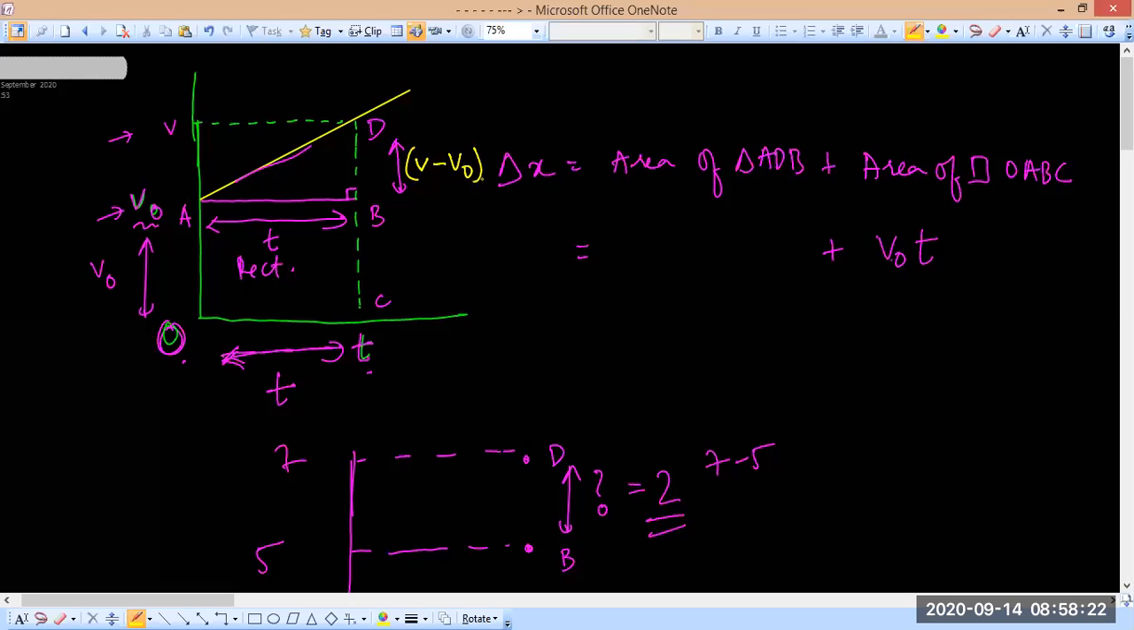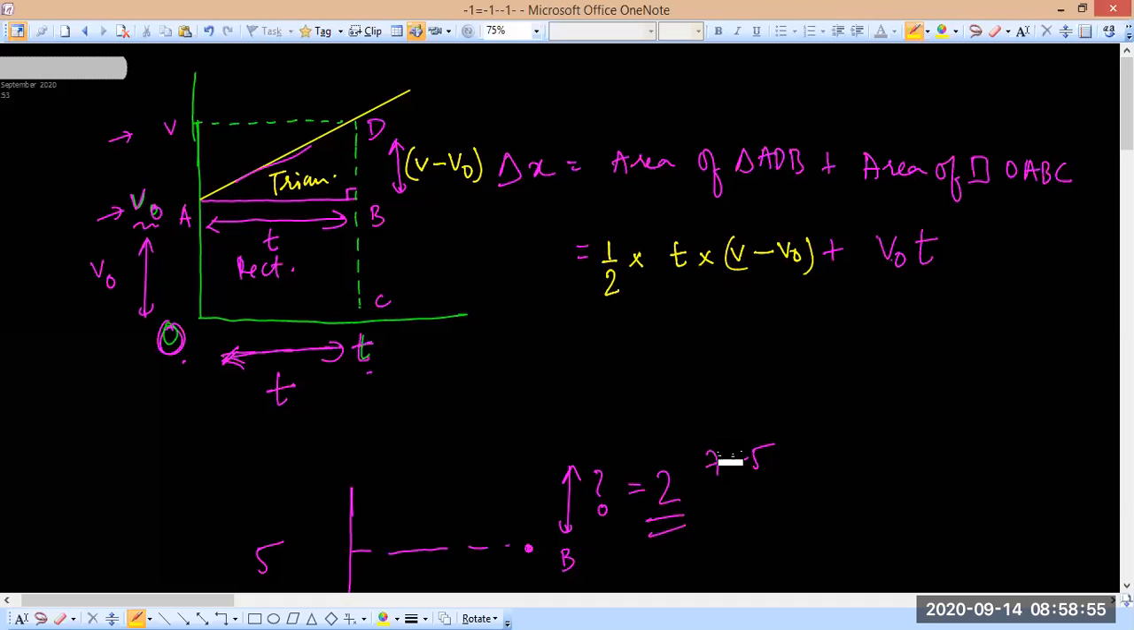I don't think anyone should have any problem with that now. Correct? So let's put it over there. So what will be area of this triangle? Look at this triangle. Half into base into altitude or height. Clear? I don't think anyone has any problem with that. All right. Let's continue now.